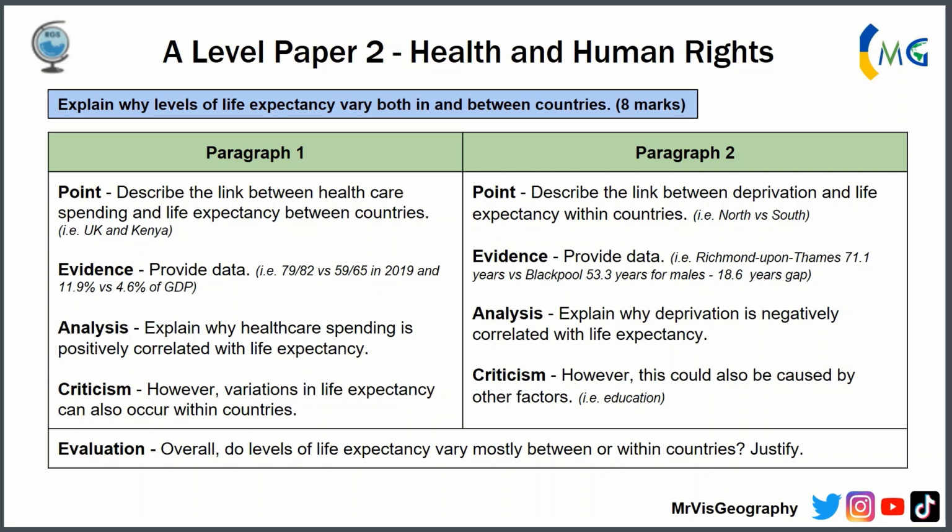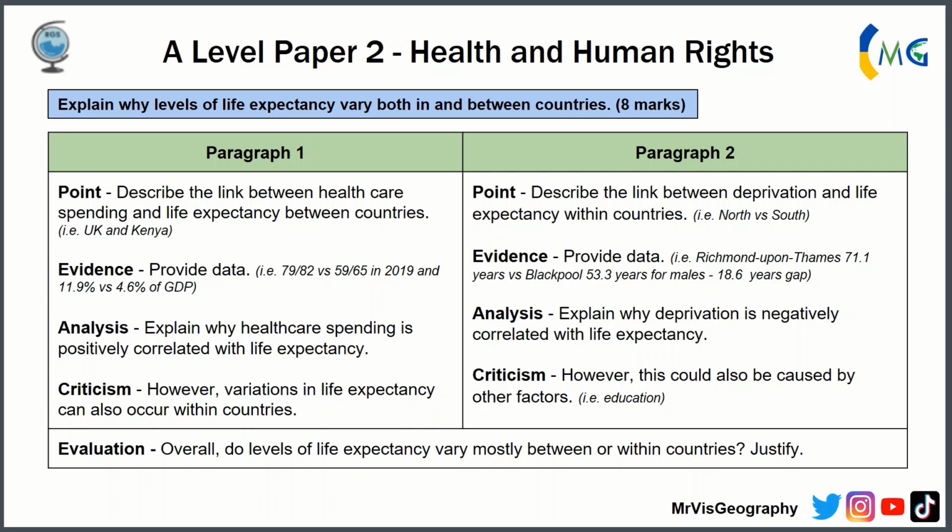What you then have to do in the analysis part is explain the link between your evidence and your point. So basically explain why healthcare spending is positively correlated with life expectancy. As healthcare spending increases, life expectancy rises as well. And that's proved by the fact the UK spends more than Kenya and also has a higher life expectancy than Kenya. So you have to explain that relationship in an analysis part.